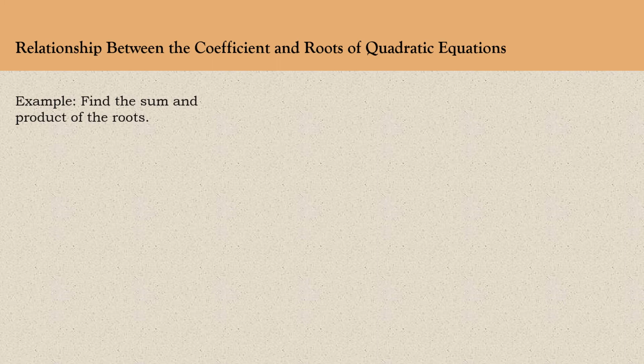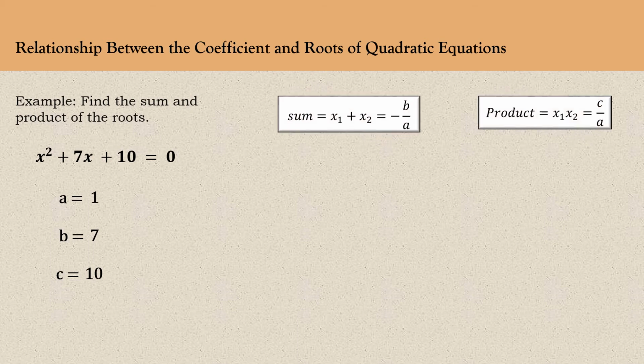Okay, let's have an example. Find the sum and product of the roots. So ganina, nakita nato x squared plus 7x plus 10. Ang atong gibuhat, gisolve nato ang roots by quadratic formula. This time, we will not solve it. Ang atong buhaton, use the relationship na gihatag ganina. Kailangan lang nato is you have to find the value of your a, b, and c. So a is equal to 1, b is 7, and 10 is c.